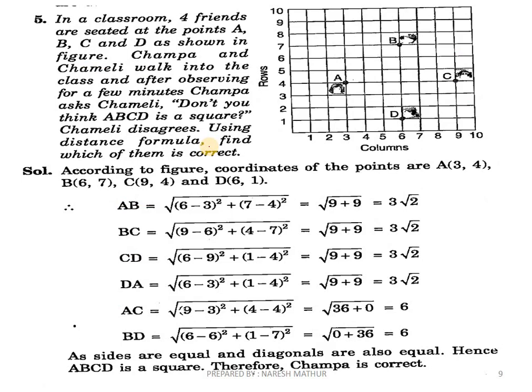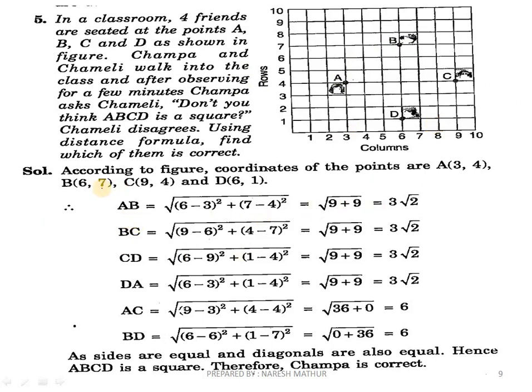Now we are given a condition. In a classroom, 4 friends are seated at points A, B, C, D. Champa and Chameli walk into the class, and after observing for a few minutes, Champa asks Chameli, "Don't you think ABCD is a square?" And Chameli disagrees. It means Champa is saying that it is a square, and Chameli is disagreeing that it's not a square. So we need to find who is correct.